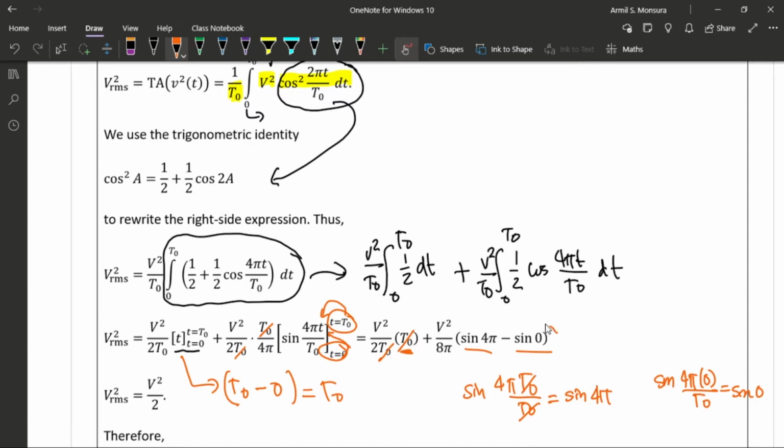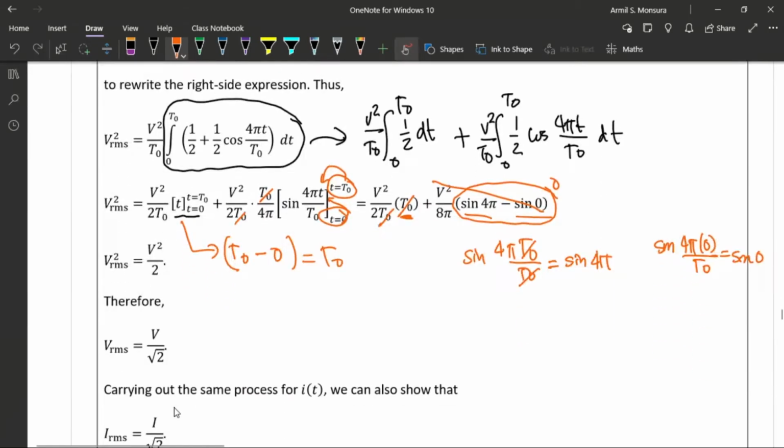So therefore this factor is essentially 0. So 0 multiplied to this factor makes the entire second term 0. So may iwan na lang talaga. Ang may iwan na lang talaga dito is yung v square over 2. So the square of your VRMS is the peak voltage square over 2, or the voltage amplitude square divided by 2.